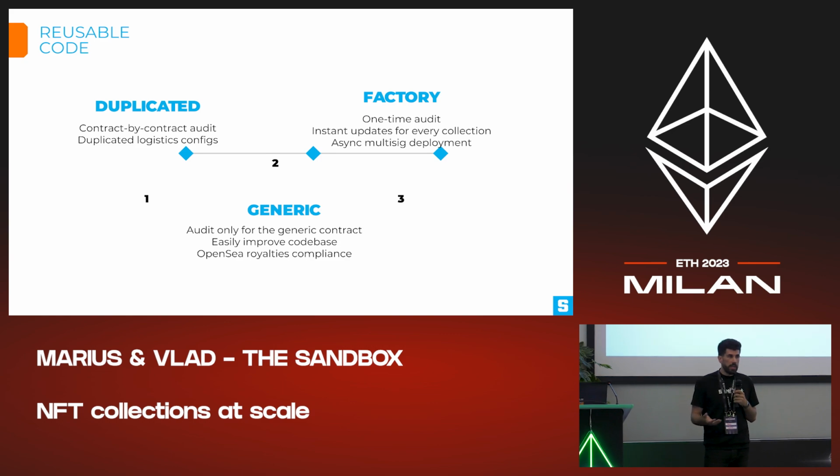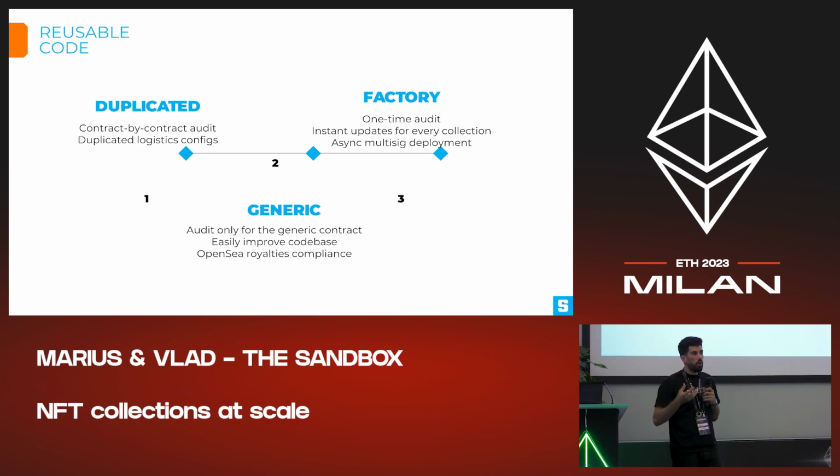In order to fix that, we created a generic contract. Basically, we extracted all the common logic into a generic contract, which was audited once, and every time we create a new collection, we just extend that contract. We apply some arguments like the name, the symbol, the max supply, and we are ready for production.